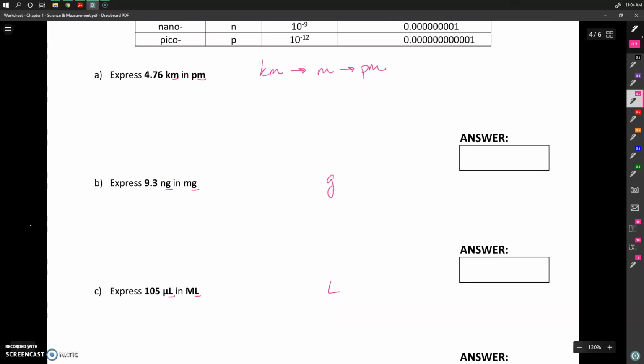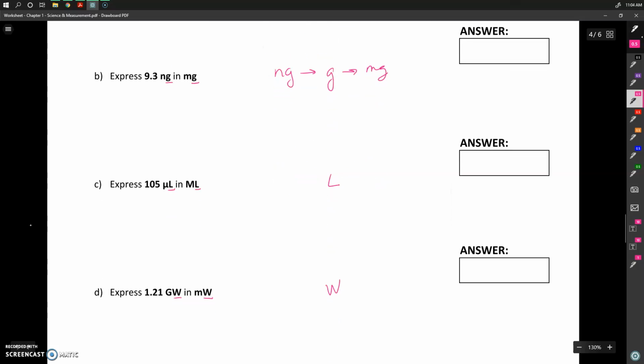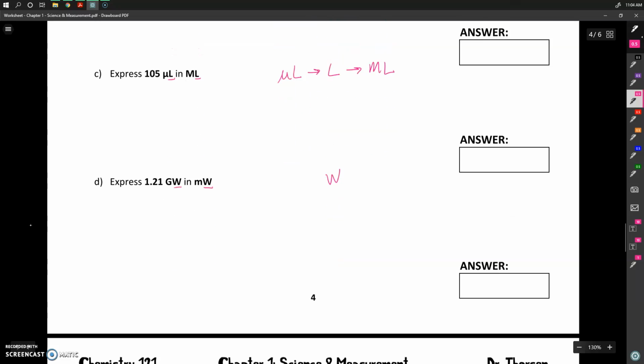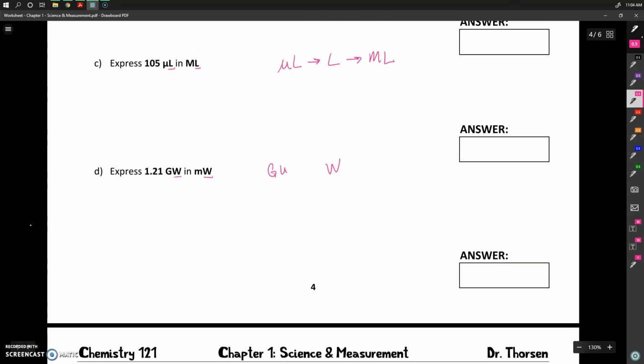If I go through the base unit, these are all going to look very similar in that I'm starting with a unit with a prefix, I'm taking it to the base unit, and then I'm switching from the base unit into the desired unit, the unit that we're trying to convert into. So for this next one, it's going to be nanograms that are going to go to grams, and then I'm going to go to milligrams. For this next one, it's going to be microliters to liters, and then from liters, I'm going to go to megaliters. And for the last one, I'm going to have gigawatts, and I'm going to go to watts, and then from there, I'll go into milliwatts.